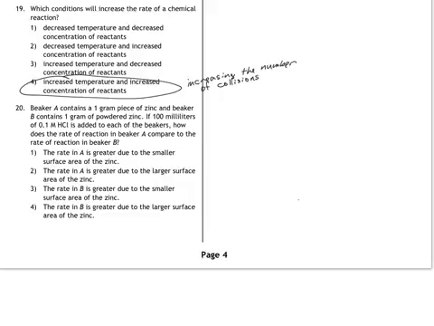Now, beaker A contains a 1 gram piece of zinc, and beaker B contains 1 gram of powdered zinc. So we're already thinking this one might be a faster reaction. But it goes on to say that if 100 milliliters of 0.1 molar HCl is added to each beaker, how would the rate of A's reaction compare to the rate of B's reaction? So since B is powdered, it should be faster. So let's say that the rate in B is greater due to the larger surface area of the zinc, or choice 4.